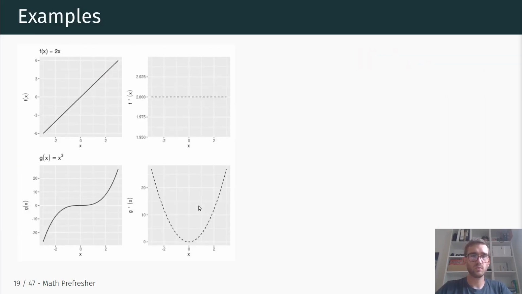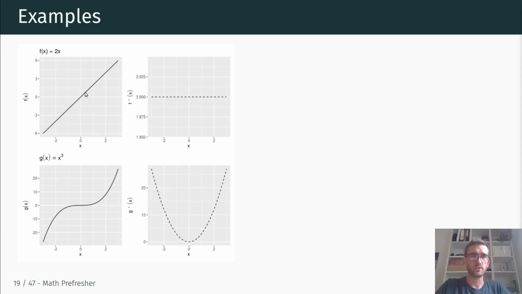So here are just two basic examples. If you want to go through some additional practice examples, I would recommend checking out again the Math Prefresher document, where you have some exercises and some solutions available.